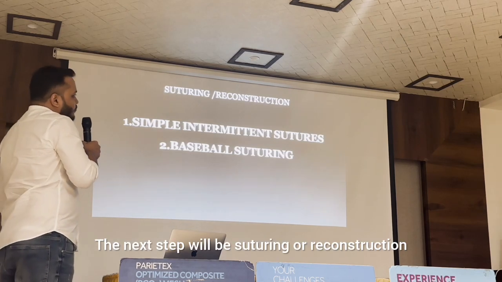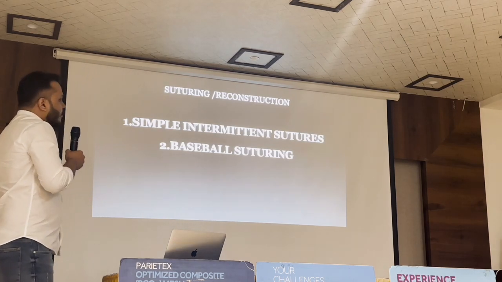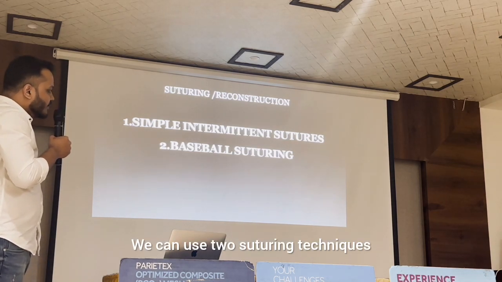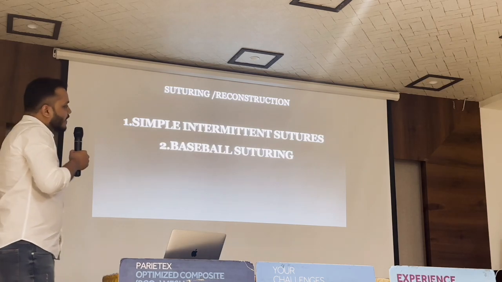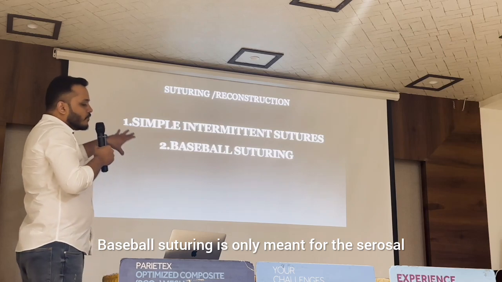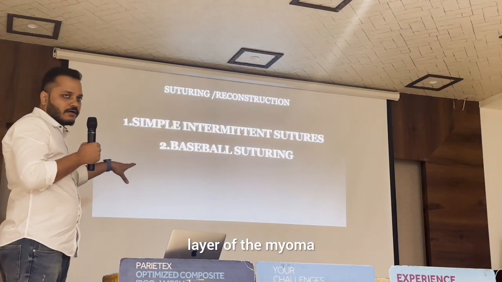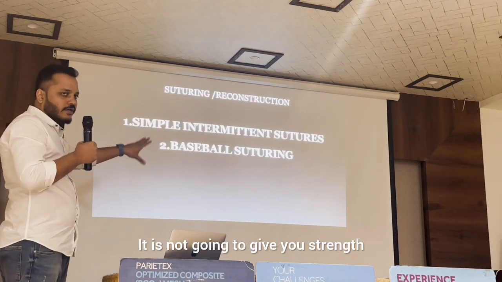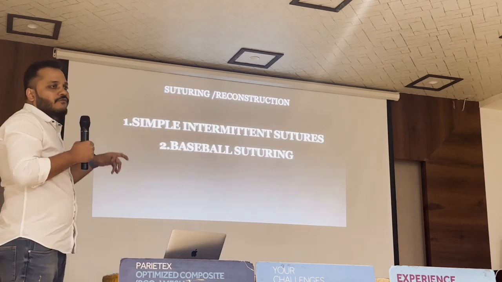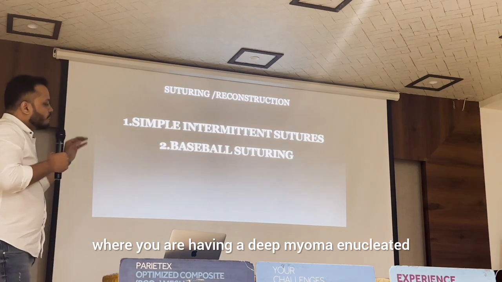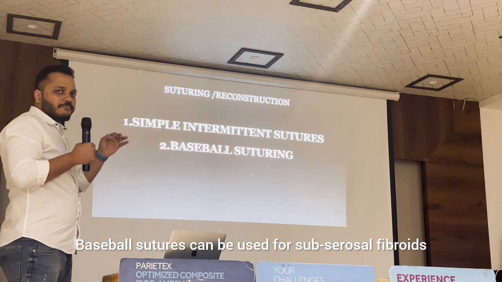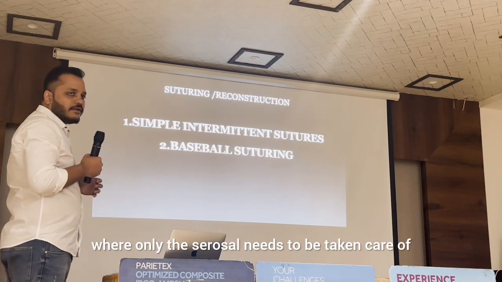The next step will be suturing or reconstruction. How to suture the myoma bed that is now left open? We can use two suturing techniques: simple intermittent sutures, and baseball suturing. Baseball suturing is only meant for the serosal layer of the myoma, right? It is not going to give you strength. The simple intermittent sutures are to be taken where you have a deep myoma enucleated. Baseball sutures can be used for subserosal fibroids where only the serosa needs to be taken care of.